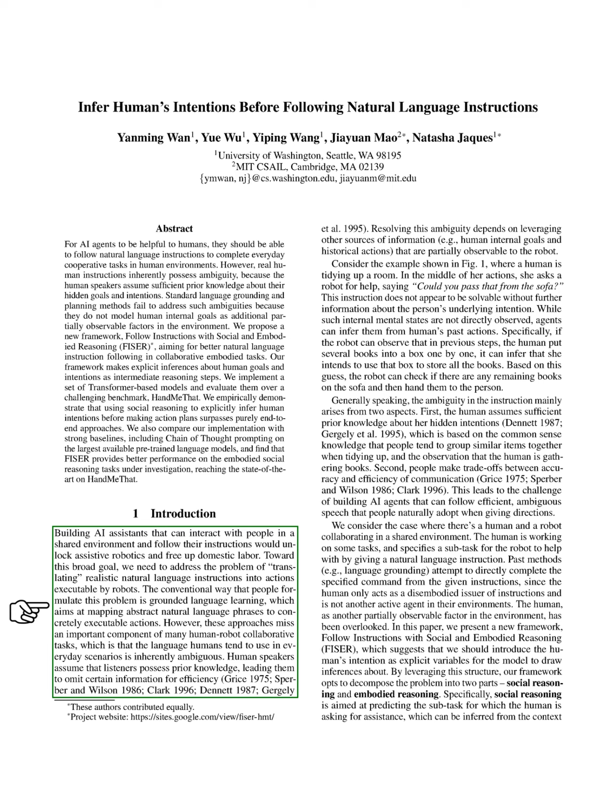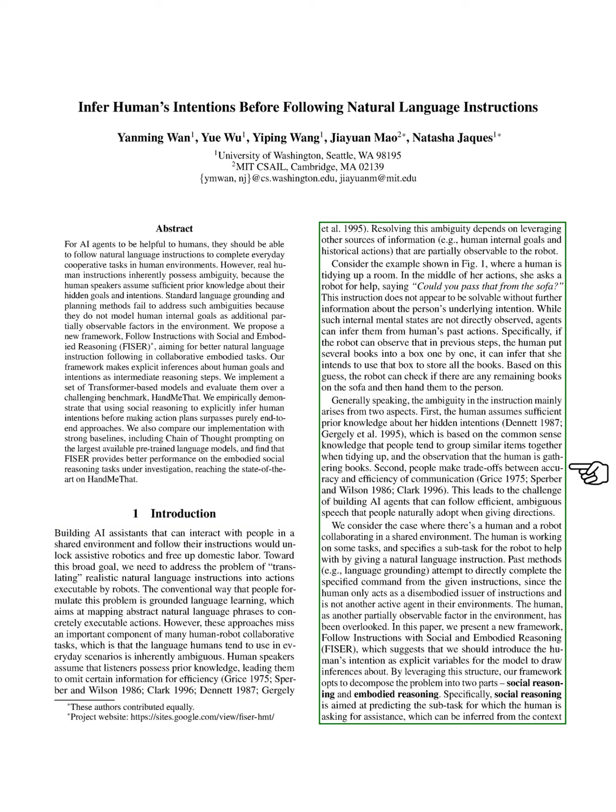However, these methods often overlook a key aspect: the ambiguity present in everyday human communication. Humans typically assume that their listeners have prior knowledge, which can lead to incomplete instructions. For instance, when a person asks a robot to pass that from the sofa while tidying up, the robot cannot fully understand the request without additional context about the person's intentions. By observing past actions, like putting books into a box, the robot can infer that the person likely wants to store the books in that box.